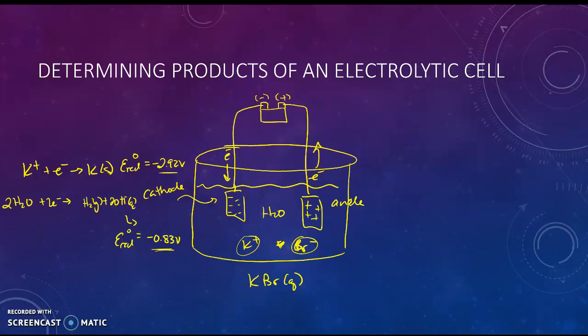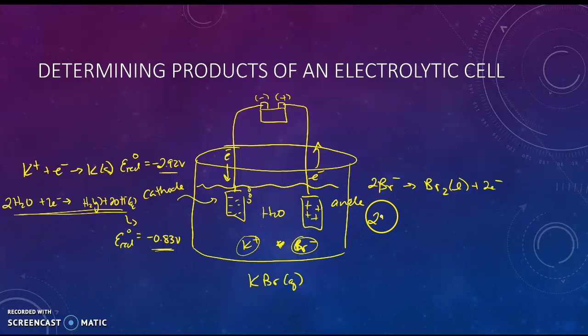Because of that, on this side we're going to have the water be reduced. So on your cathode side, when you have an aqueous solution, you compare the reduction of water with the reduction of the positive ion in your solution, and whichever one's more positive is going to be reduced. So we have little bubbles of hydrogen being formed on this side. Then on the other side, what could be oxidized? We could have the bromide ions be oxidized, or we could have water be oxidized.